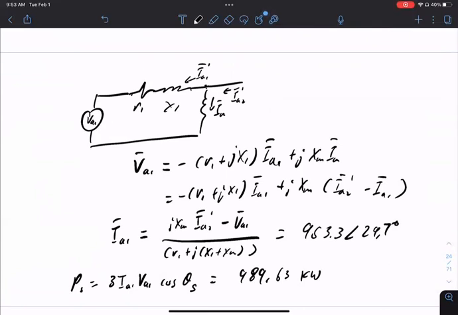Okay, so let's do this. The stator angle is minus 27 point. So 0 degrees minus this, because it's the voltage angle minus the current angle. So 0 minus this. Good. Any other questions for this?